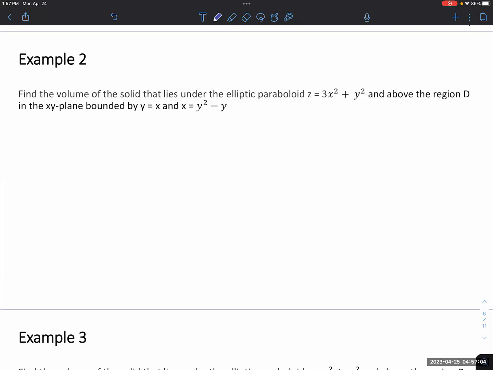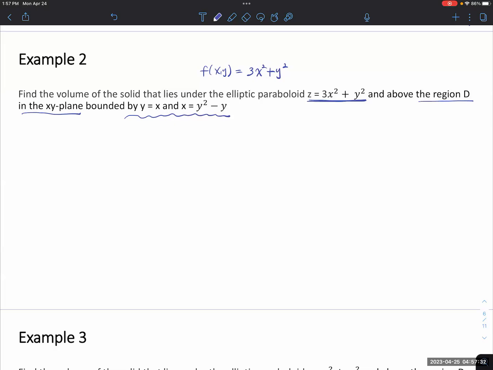So here, they want you to find the volume of the solid that lies under the elliptic paraboloid. So the function is given. This is the function f(x, y), that is z, equals 3x² + y². And then this volume is above the region in the xy plane, surrounded by those two curves.